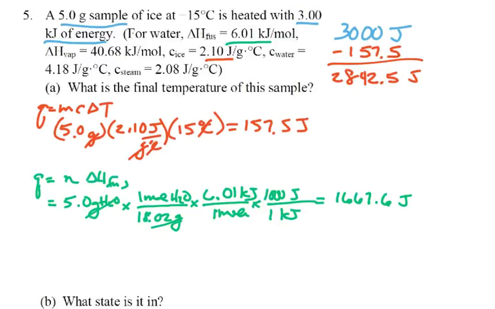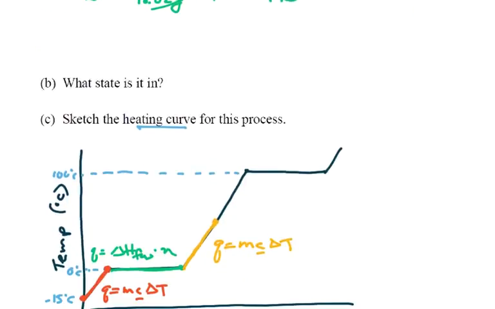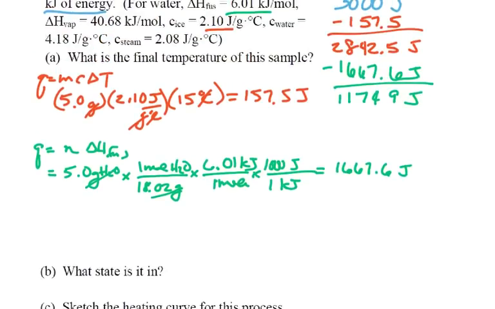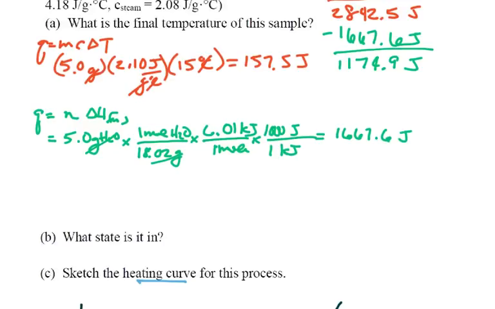So I'm going to remove that from what I have. So minus 1667.6 joules. So now I have 1174.9 joules. Okay, so going into my next section here where I can do Q equals mc delta T to warm up my 5 grams of water, I have 1174.9 joules of energy to do this with. So we're going to do Q equals mc delta T.